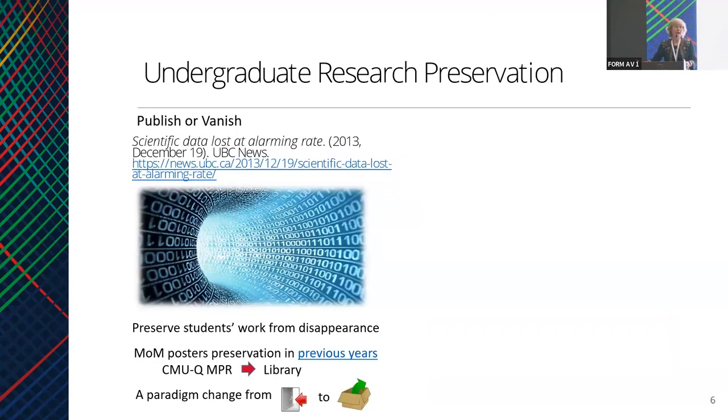So, unfortunately, not all research is preserved. In literature, I found that humanities research said that almost one third of materials are not findable anymore. And you can say that undergraduate research is almost non-preserved. It's very difficult to find it. There are some articles, like I put here, "Scientific data lost at alarming rate." And we found that with undergraduate research, we need to do something.